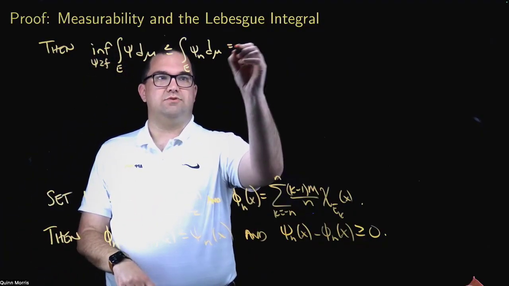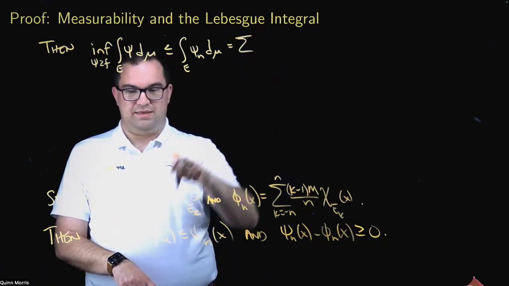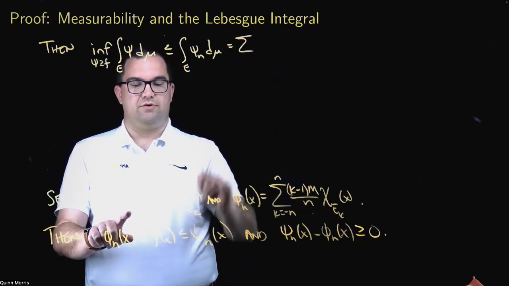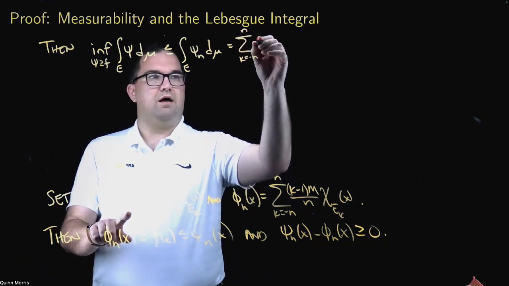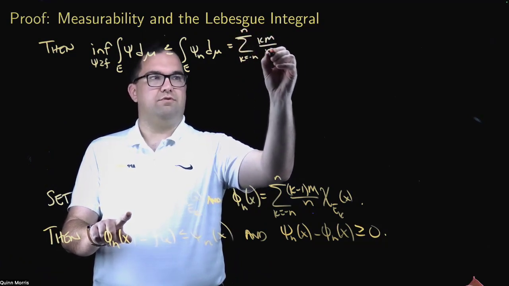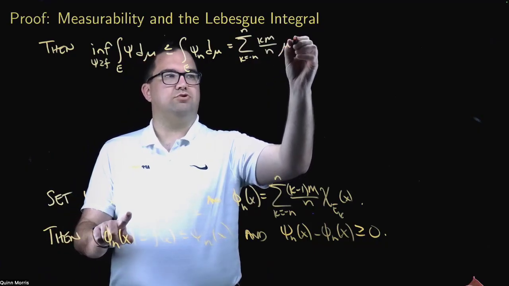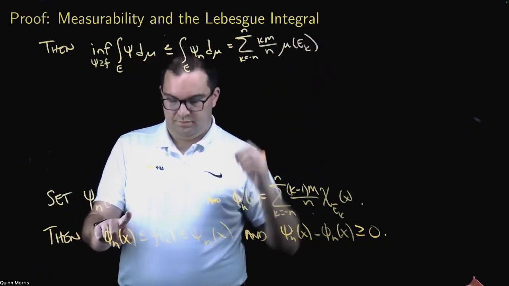But if I look at these, because of the way I've defined these psi's, the Lebesgue integral of these will just be the sum k equals minus n to n of km over n, so the value of the function, times the measure of the set ek.